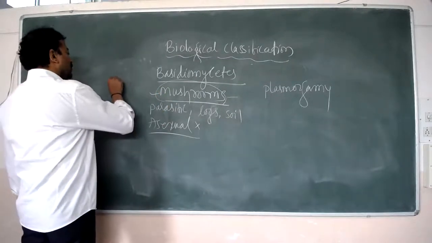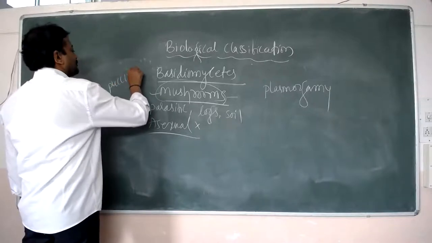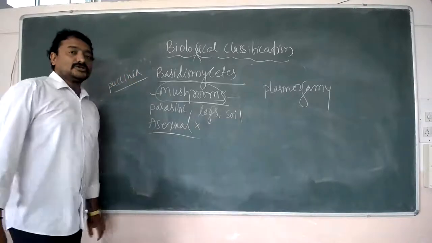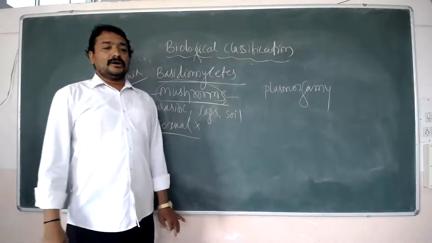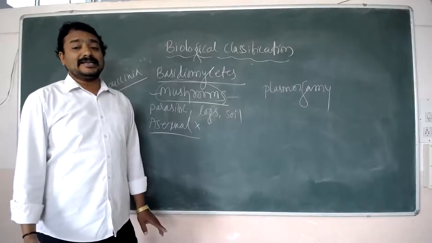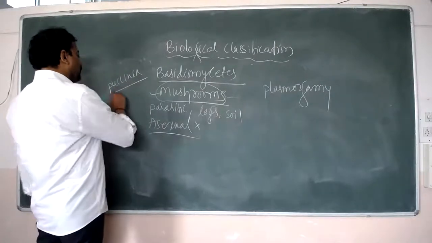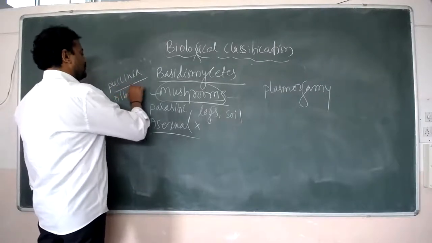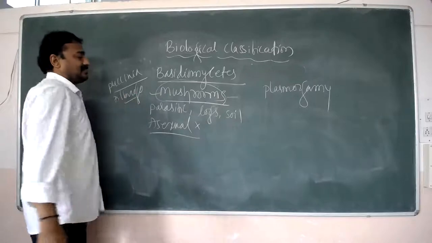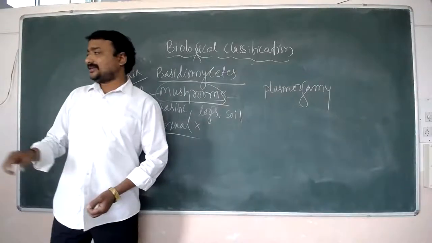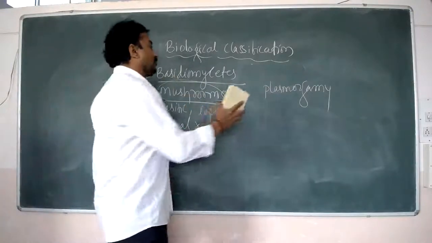You have seen smut, which causes diseases in plants. Such examples are seen in Basidiomycetes. Albugo is another example. That is about the characteristic features of Basidiomycetes.